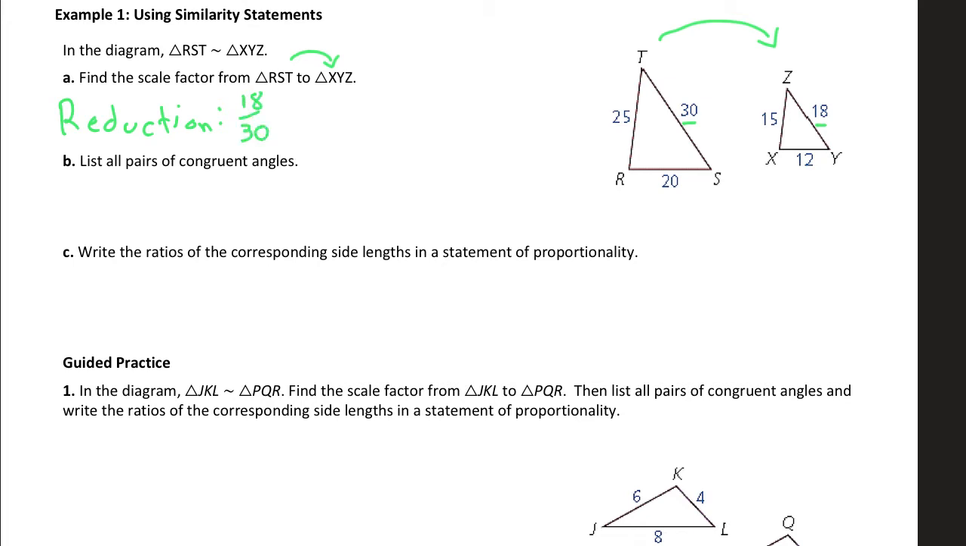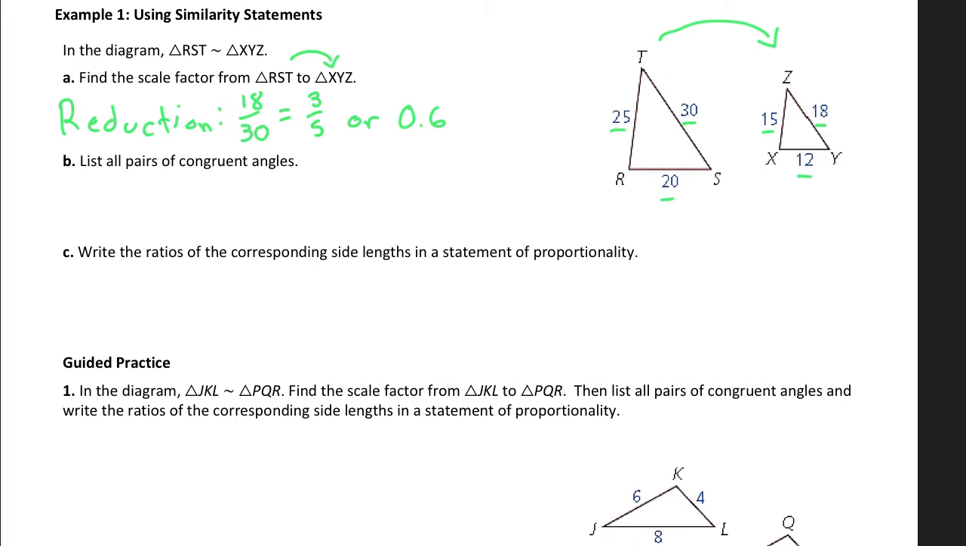You can represent this in 2 different ways. 18 divided by 30, simplified as a fraction, is 3/5. Or, similarly, 18 divided by 30 is 0.6. If you try this with the other side lengths, you could do 12 divided by 20. You'd get the same thing, 0.6. 15 divided by 25. Essentially, in the similarity statement, you take the second shape's side length divided by the first shape's side length. If this were the other way around, that would be an enlargement. So that's the first part, finding a scale factor.